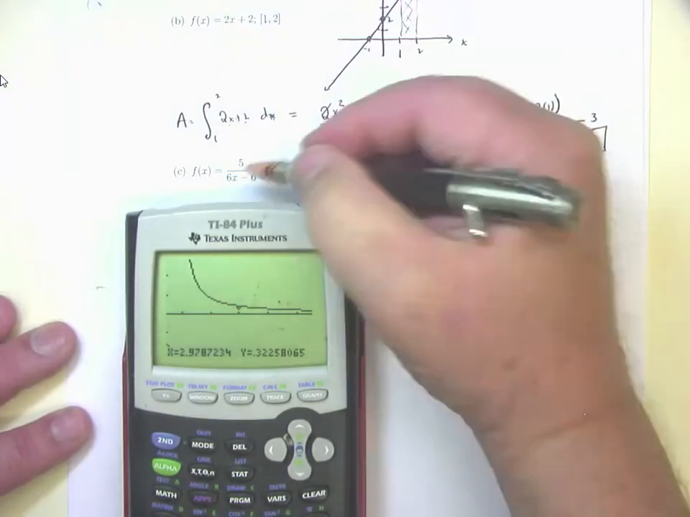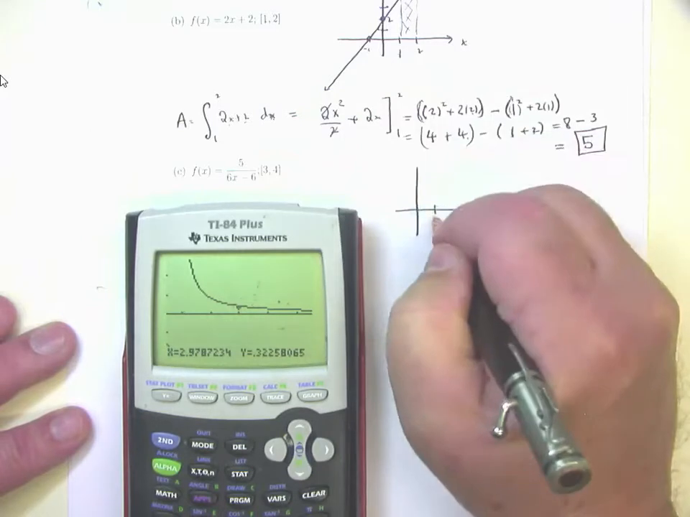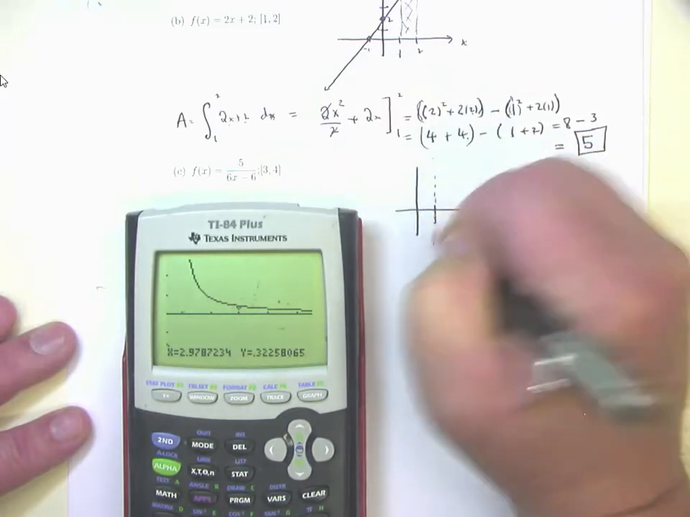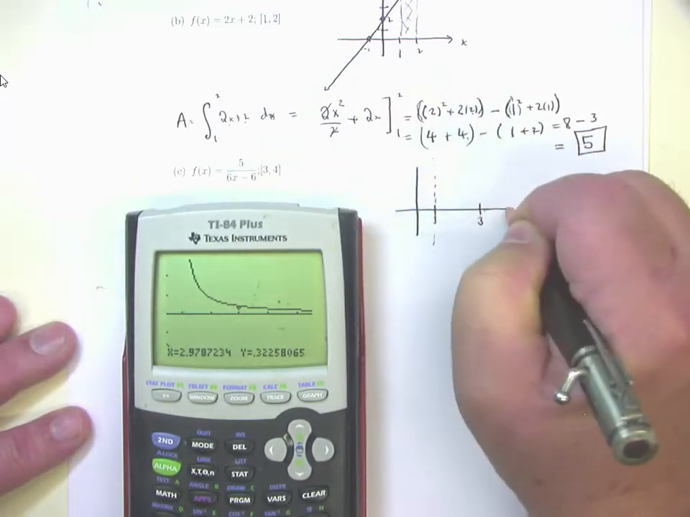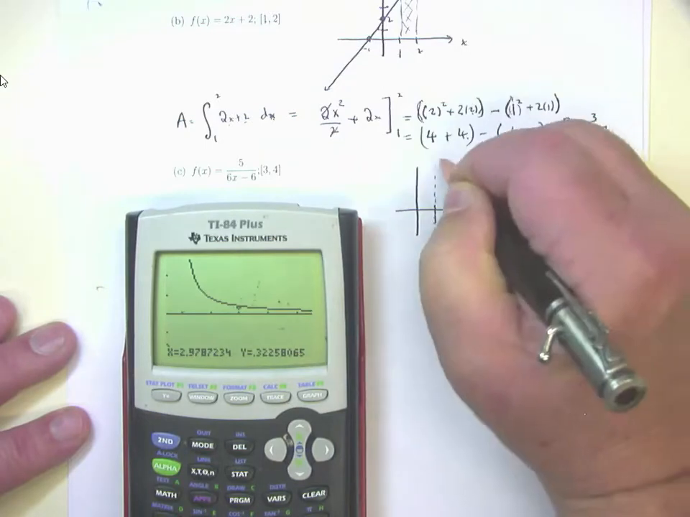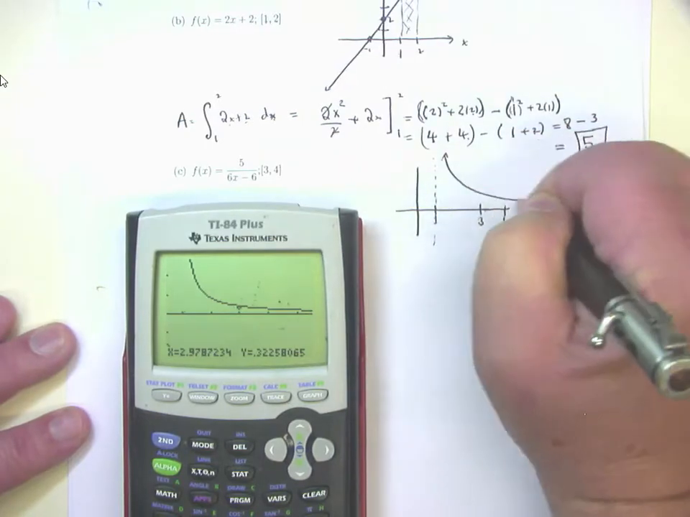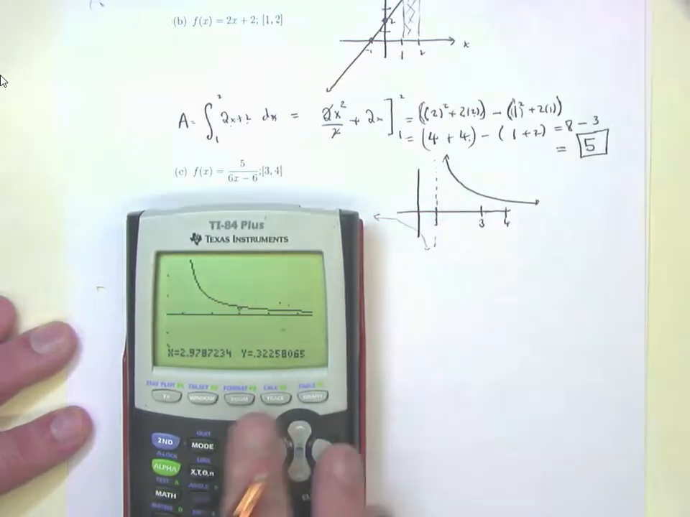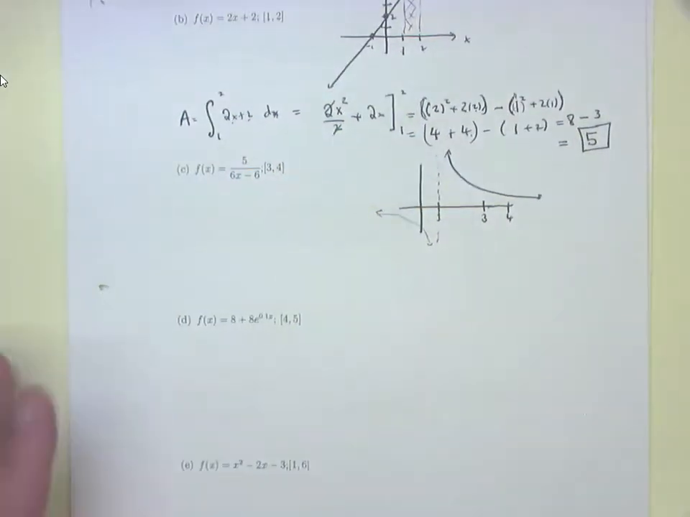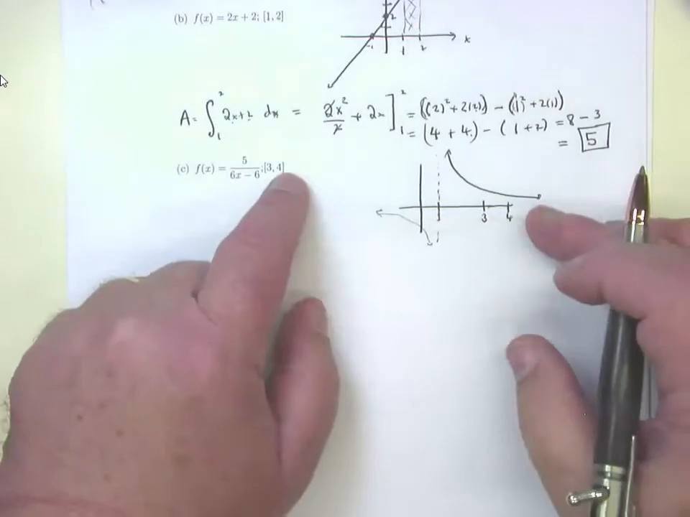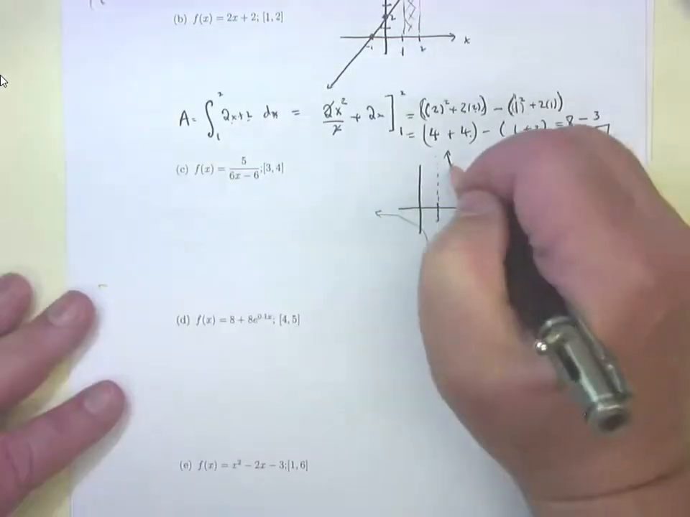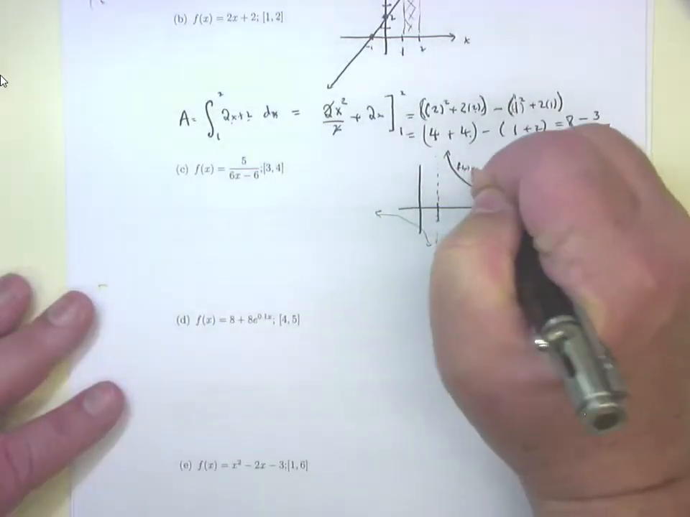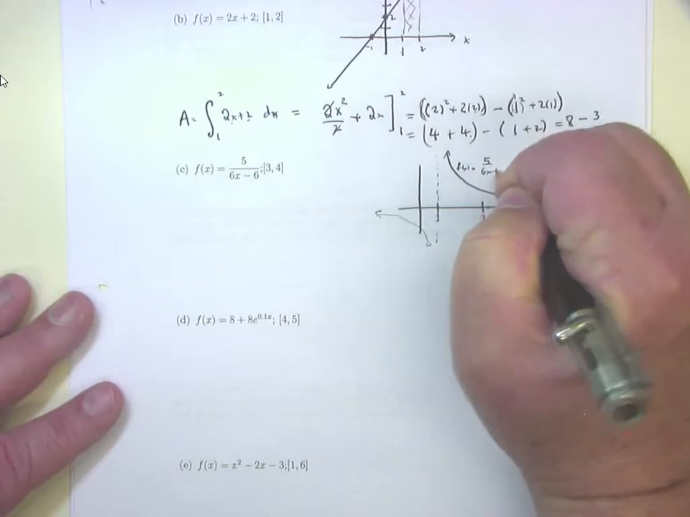you notice that x equals 1 is a vertical asymptote right there. And what we care about is between 3 and 4. So my graph does this. Yes, there's more graph on the other side, but I really don't care about that. So this is my graph right here, and this is the section between 3 and 4 that I care about. So this is my function, f of x is equal to 5 divided by 6x minus 6.